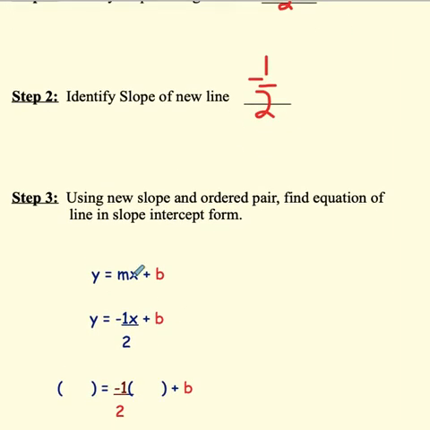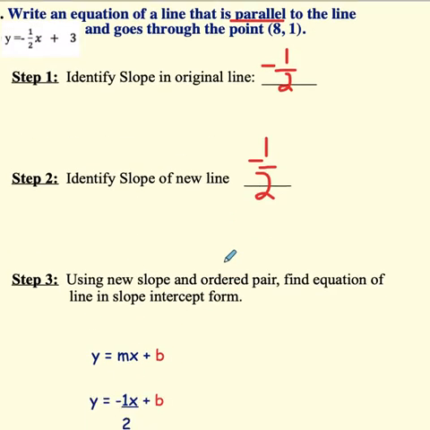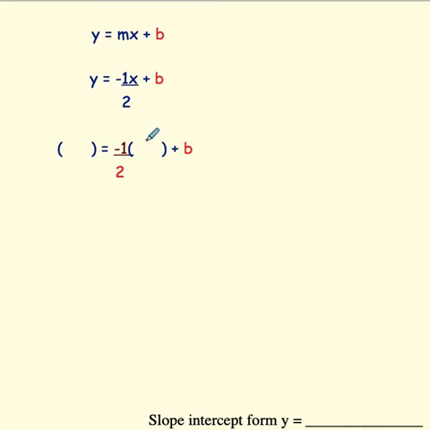When I do it in slope-intercept form, I always put my slope there. And then I'm going to fill in my ordered pair, and I believe it's 8 and 1. So I take a half of 8, I think that's 4, but it's times negative 1, so I get a negative 4. And then on the other side, I have 1. So I basically have to add 4 to both sides, and I get b is equal to 5.